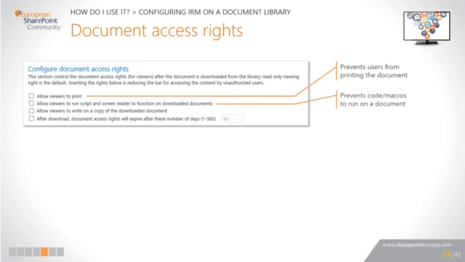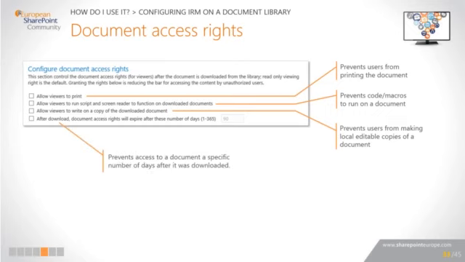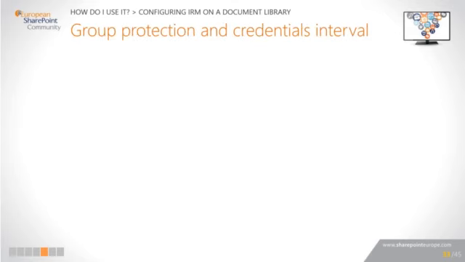The second option allows users to run macros and screen readers on documents. The third option allows users to make local copies of the documents which won't be protected by IRM, so they can edit and eventually do what they want with a copy of the document, but not the original one. And the fourth and final option allows you to specify a number of days after which the documents expire and cannot be accessed anymore. The users will have to download the document again to be able to access its contents.